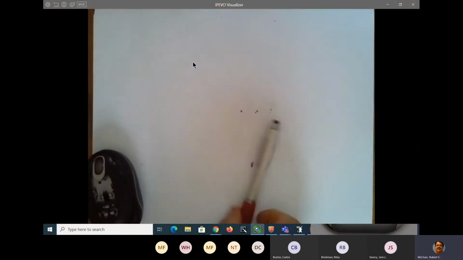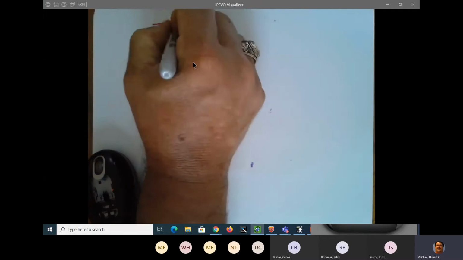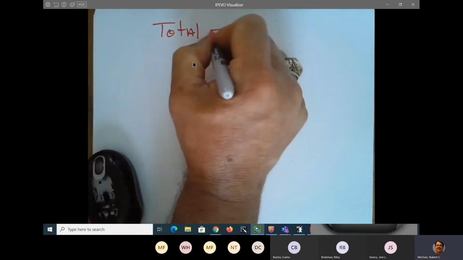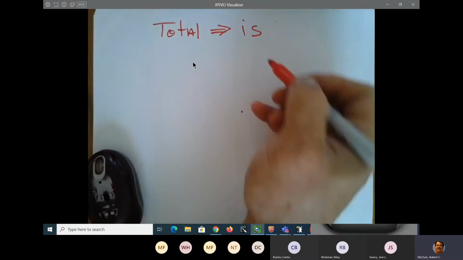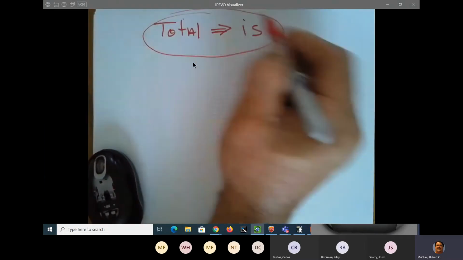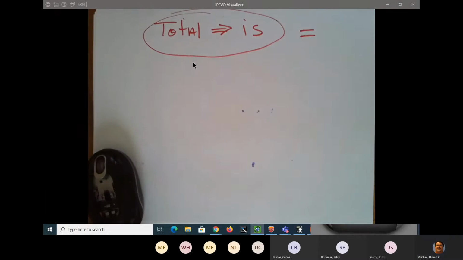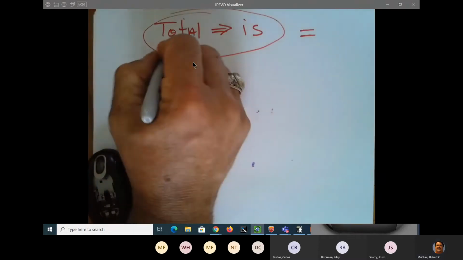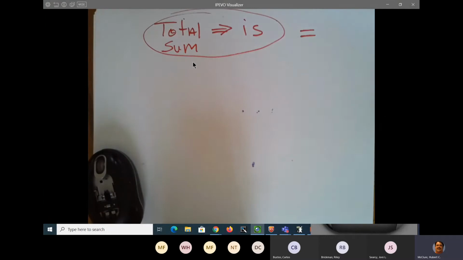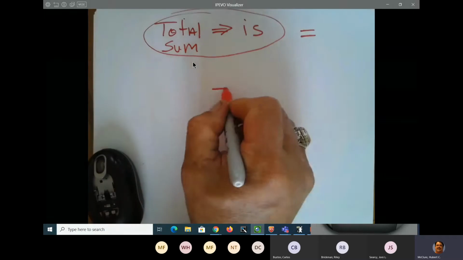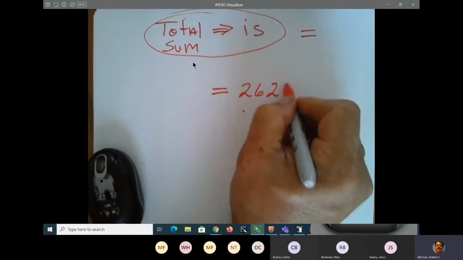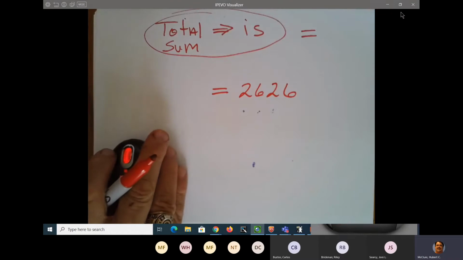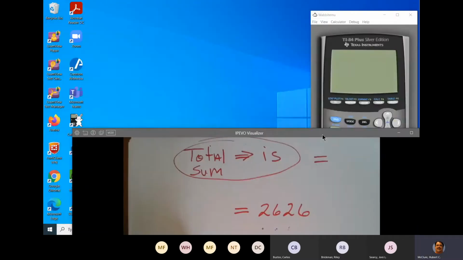If you notice, the word total popped up. When you see the word total, and I'm going to put that in red, that's just as good as "is," okay? That means that these two things right here, somewhere there's an equal sign. When you see sum or total or is, somewhere there's an equal sign. And I'm going to tell you right now that I believe her equal sign is 26.26 or whatever that number was.